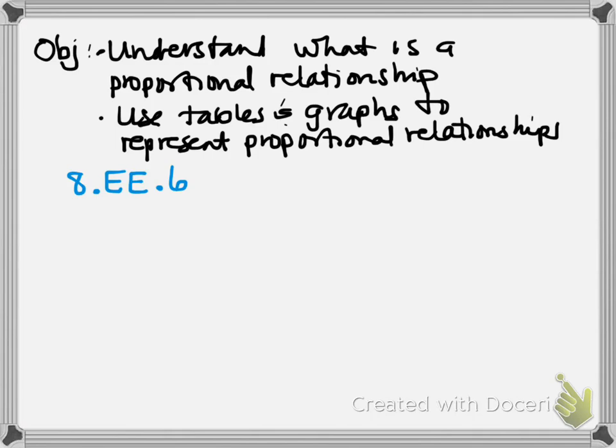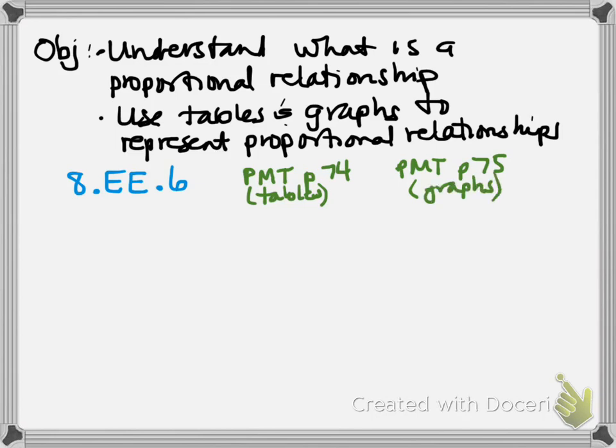The other thing I wanted to give you were some personal math trainers. And remember, the personal math trainers kind of take you through the ideas, so when you get onto the homework, it helps you already do the homework. So there's a personal math trainer on page 74. So when you log in, you can find the personal math trainer from page 74. There's also one on page 75. And so the first one is going to be dealing with using tables to represent the proportional relationships. The second one is going to be talking about the graphs. So this one is using tables, and this one is using graphs. Okay?